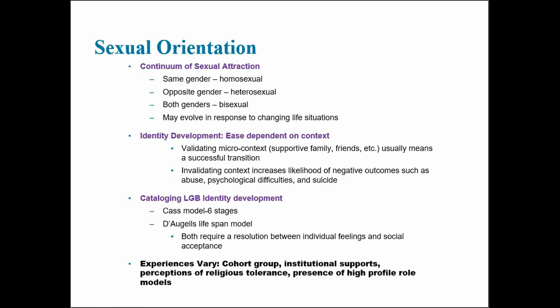Sexual orientation: we used to think there were only two options, either someone was homosexual or heterosexual, but we now know that it's really a continuum of sexual attraction that varies or evolves depending on many different factors. So the context surrounding an individual who comes out is crucial. The text talks about the coming out process as an identity development piece of one's life. If it's validating, the transition can be successful. If it's not, outcomes include abuse, psychological difficulties, and even suicide.